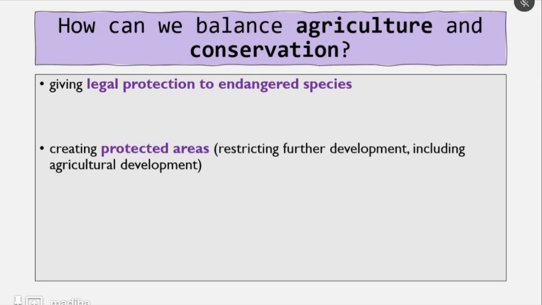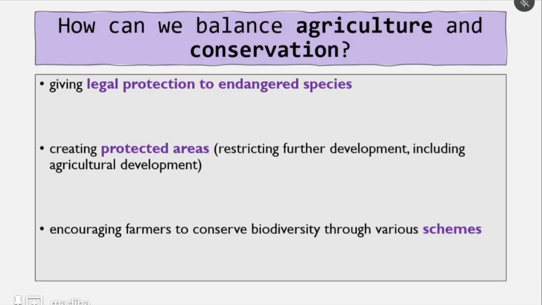You've also got creating protected areas. So if you have a specific type of area with little woodlands, a little lake, things like that, if you create that as a protected area, it can restrict further development. So farmers won't be able to go there and strip it of its resources because it's a protected area, and you want to protect that habitat and protect the food sources there.